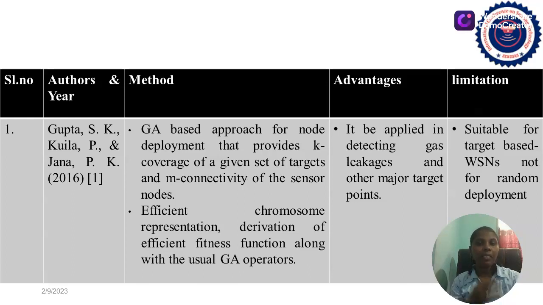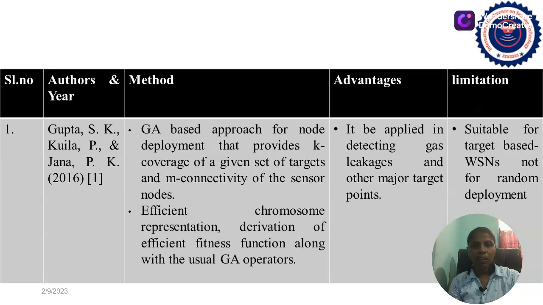In this paper, Gupta, 2016, they developed a GA, genetic algorithm based approach for coverage and connectivity. In the genetic algorithm, the chromosome representation and the fitness evaluation play a main role. It's mainly used to detect target points, such as detecting gas leakages. The limitation is that it is suitable for target based wireless sensor methods, not for random deployment. Randomly we can't place. This is one of the drawbacks.